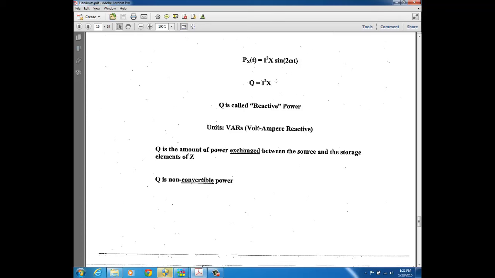See, that's the power that has to do with the reactance of the impedance, and the reactance of the impedance has to do with the storage elements, right? The capacitor and inductor. Now look here, units of reactive power are VARs, an acronym for volt ampere reactive. So here's the first time you've seen a different unit other than watts for electrical power. And Q is the amount of power being exchanged between the storage elements of the impedance and the source in the circuit.